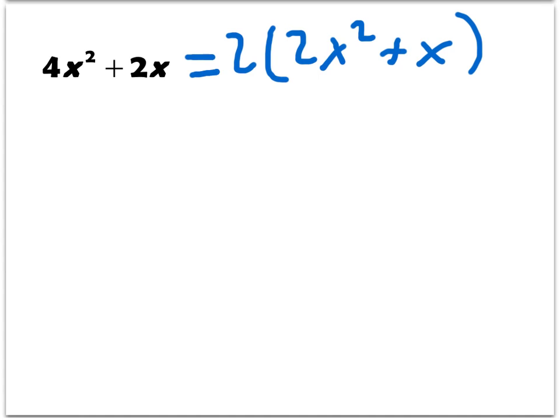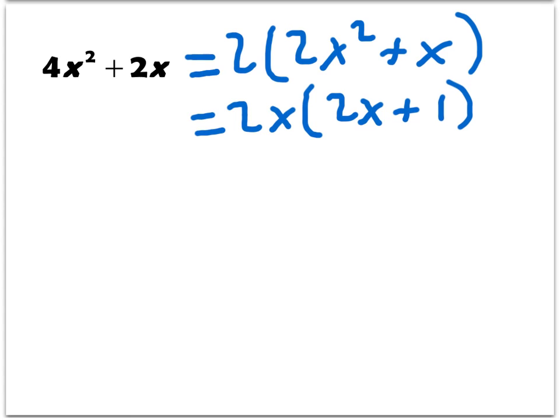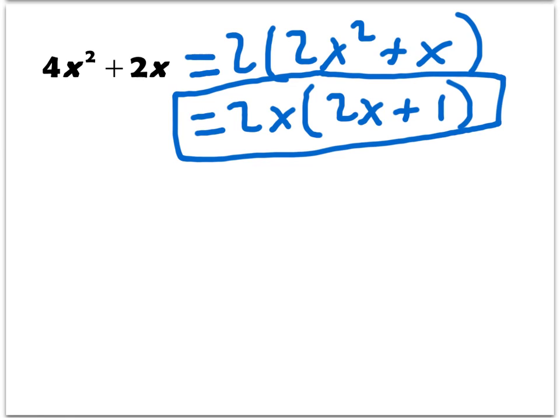Okay. Well, now I note that what's inside the parentheses, each of those terms has a factor of x. So let's factor that out. And so we have 2x times 2x plus 1. And so there we have a fully factored equivalent expression to what we started with.